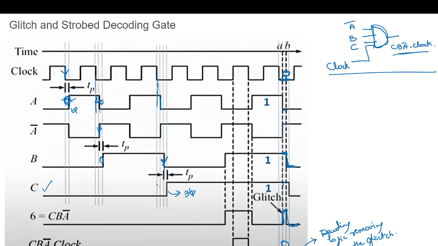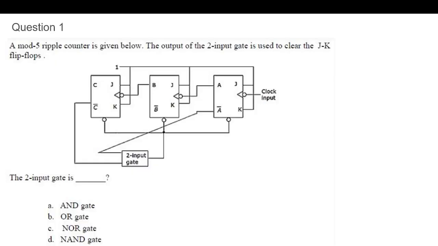And next is to solve some questions. A mod 5 ripple counter is given below. The output of a two input gate is used to clear the JK flip flops.